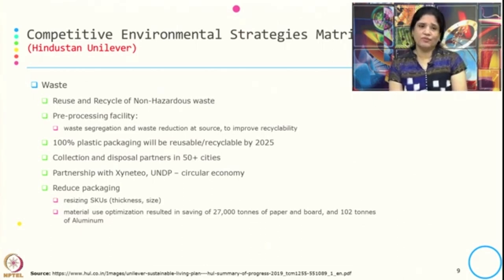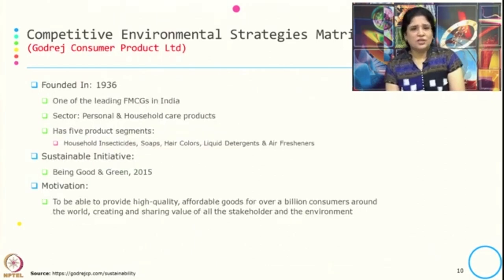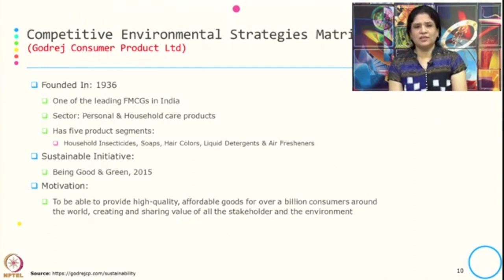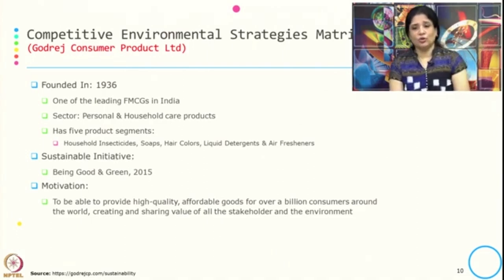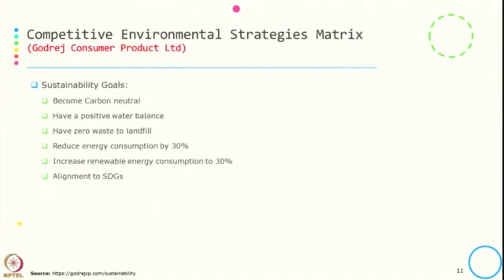by 2025. Now, coming to the second company, Godrej Consumer Products Limited, founded in 1936, one of the leading FMCG companies in India, mostly into personal and household care products, with 5 product segments. They have taken the sustainability initiative Good and Green in 2015, and the motivation behind this is to provide high quality affordable goods to billions of consumers around the world, creating and sharing value for all stakeholders and the environment.